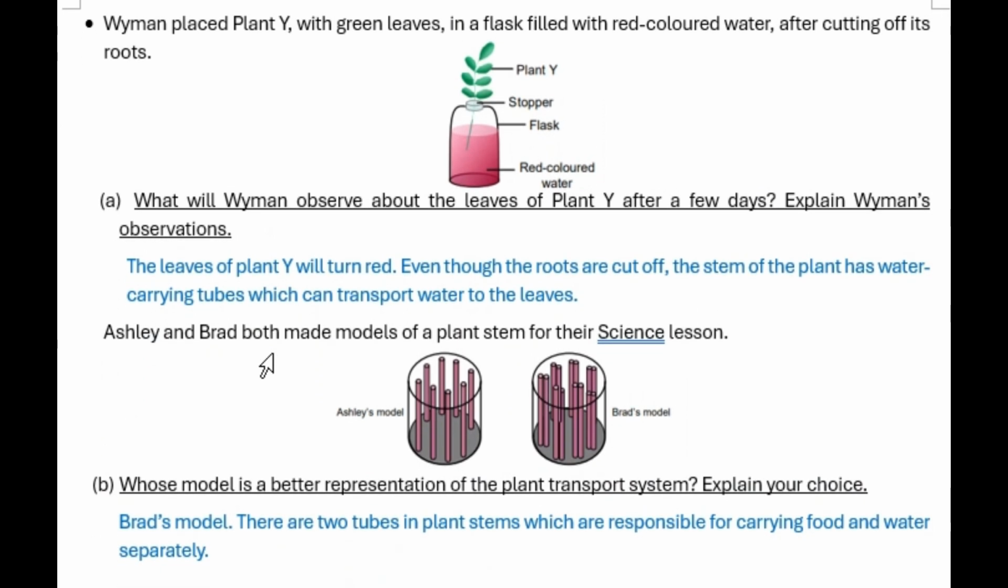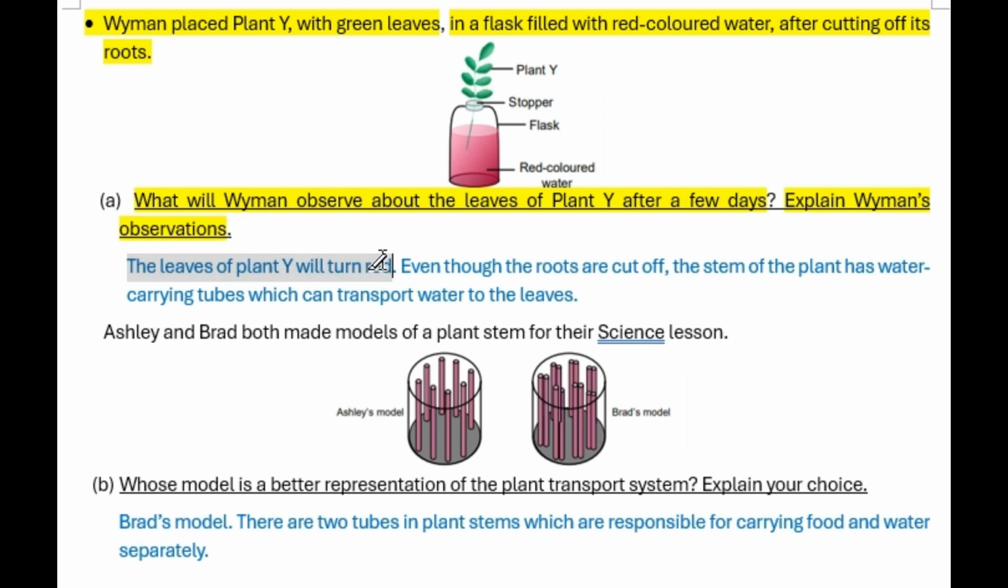Wyman placed plant Y, with green leaves, in a flask filled with red-colored water, after cutting off its roots. E. What will Wyman observe about the leaves of plant Y after a few days? Explain Wyman's observations. The leaves of plant Y will turn red. Even though the roots are cut off, the stem of the plant has water-carrying tubes, which can transport water to the leaves.